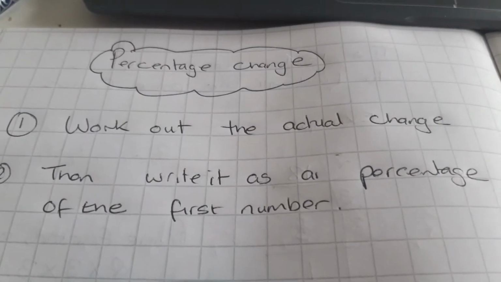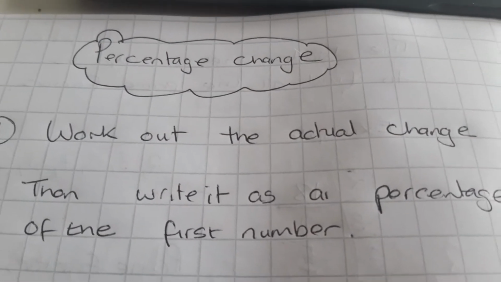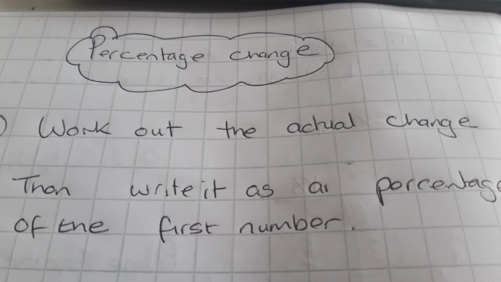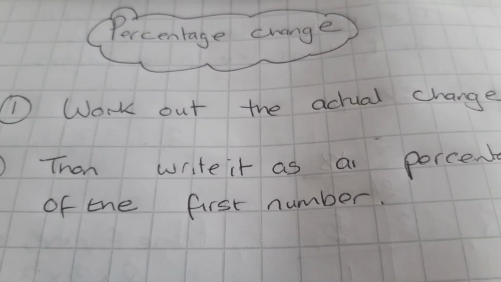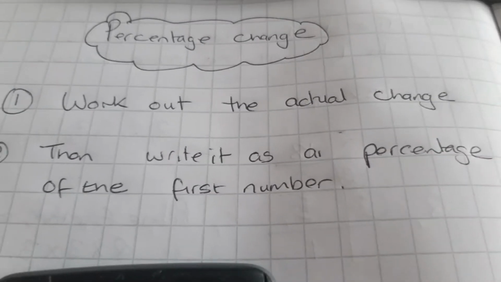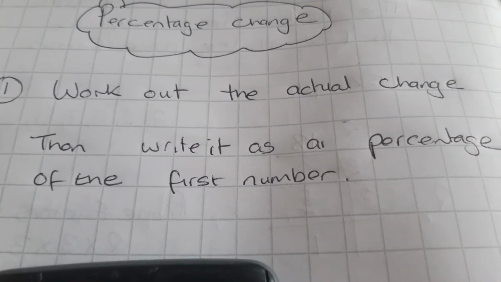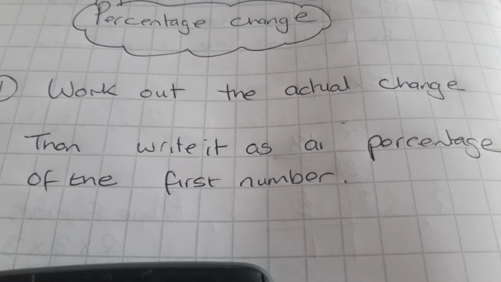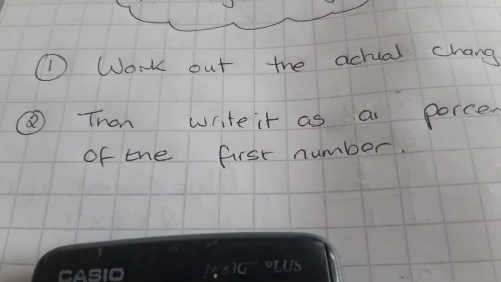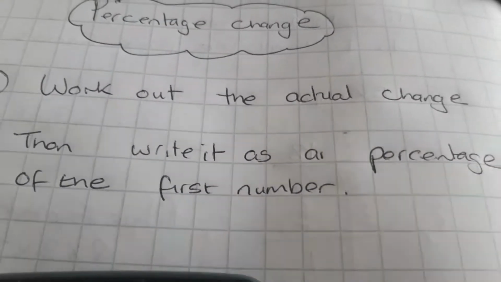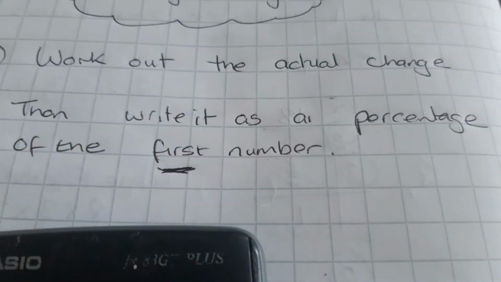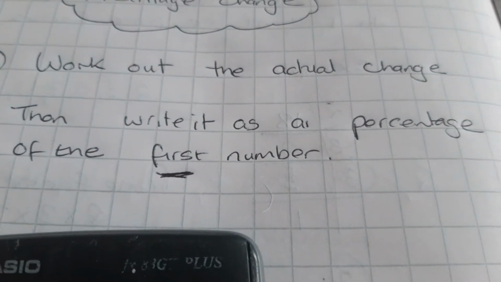Okay, so we're going to look at this percentage change. This is very similar to writing as a percentage. So these kind of questions, 2 steps. First of all, work out the actual change in numbers and then write it as a percentage of the first number. Very important that you always go back to the first number, and you'll see why in a couple of minutes when we do the examples.